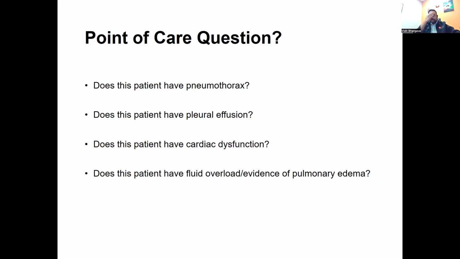So in assessment of this patient, there are several different questions. Does this patient have a pneumothorax that has caused rapid progression? Does this patient have pleural effusion? Does this patient have cardiac dysfunction that is now contributing in addition to pulmonary dysfunction? Or does this patient have evidence of fluid overload or pulmonary edema?